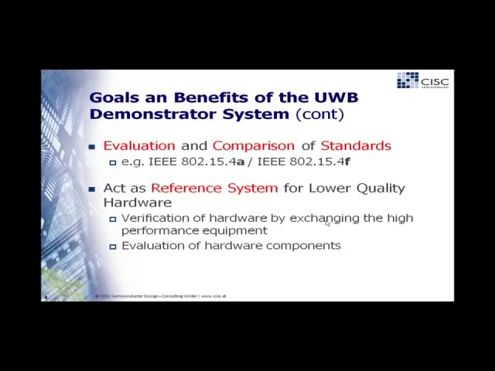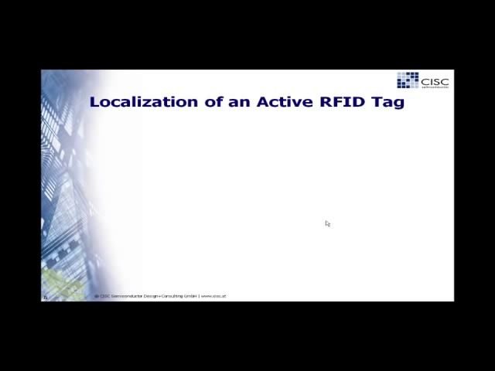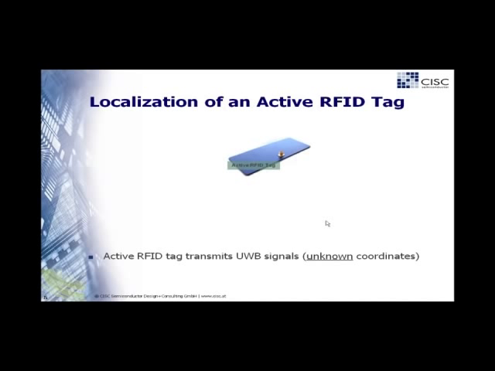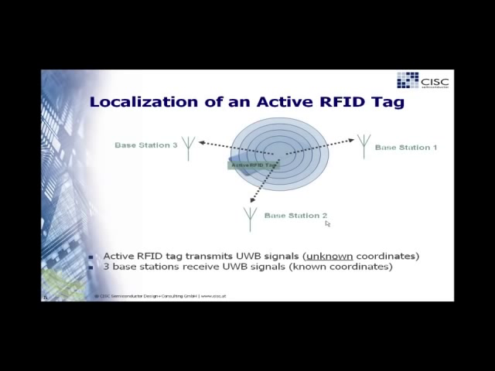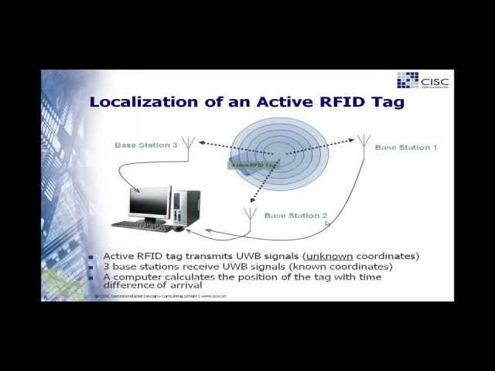How does the localization of the active RFID work? Let's consider an active tag transmits an ultra-wideband signal with unknown coordinates. This signal is received by three base stations, which forward the information to a computer that calculates the position of the tag with time difference of arrival.